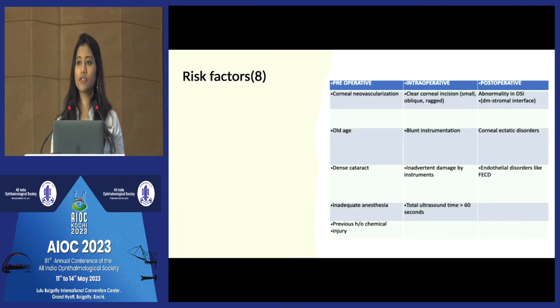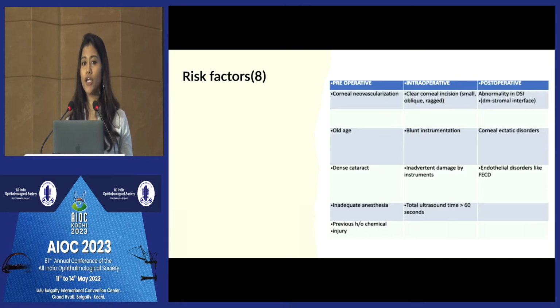The major risk factors can be classified as pre-op, intra-op, and post-op. In pre-op, any pre-existing conditions such as corneal neovascularization, old age of the patient, a dense cataract, or any previous history of chemical injury. Intraoperatively, in any clear corneal incisions, if the incisions are small or rugged, any blunt instrumentation or frequent instrumentation, any inadvertent damage by the instruments, and in case of phaco, when the ultrasound time exceeds more than 60 seconds. Post-operatively, if there is any abnormality in the Descemet membrane stromal interface, any corneal ectatic disorders or endothelial disorders such as Fuchs.